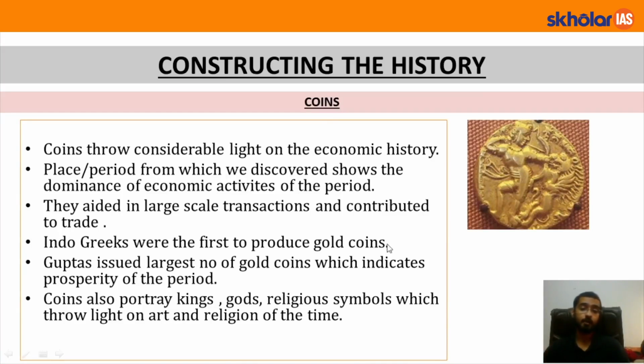Indo-Greeks were the first to produce gold coins in India. Kushans produced the largest and the purest gold coins in India. One thing to note here is that the Kushans controlled the Silk Route, which contributed very much to trade and commerce in ancient times.